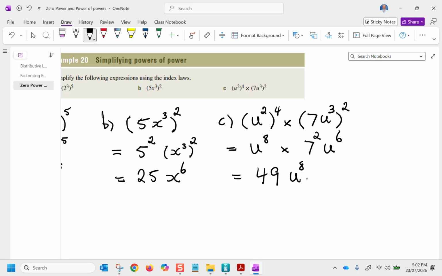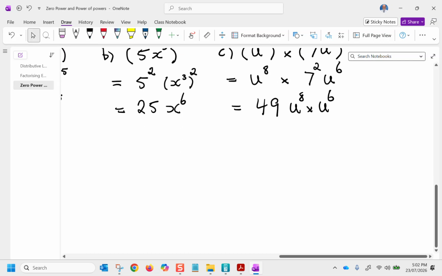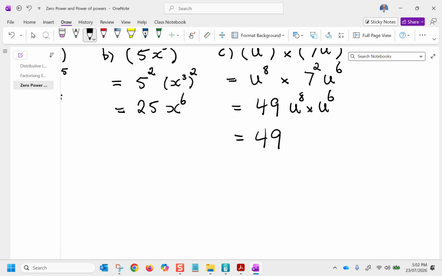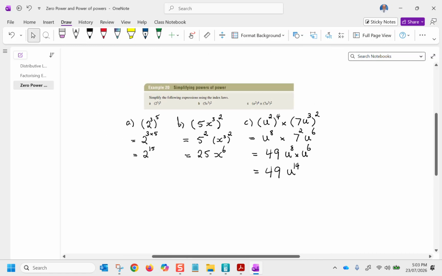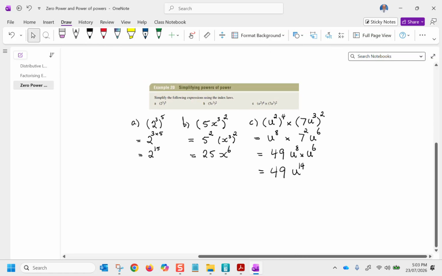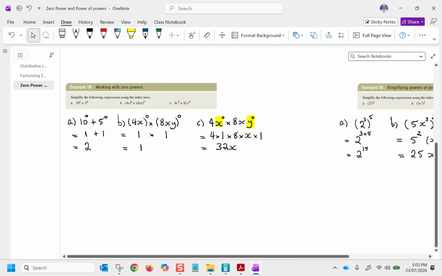u to the power 8 multiplied by u to the power 6. Now here comes 2 things with the same base, multiplied the terms, we add the powers. 8 plus 6 is 14. So that's how we do powers of powers. And this one over here is how we do the 0 powers.